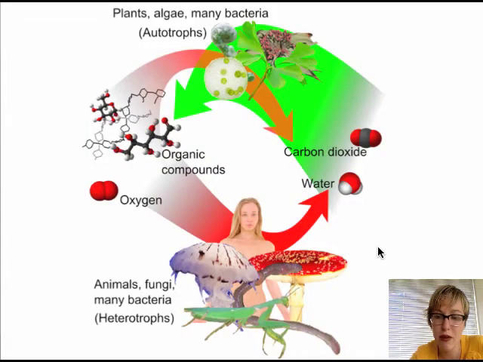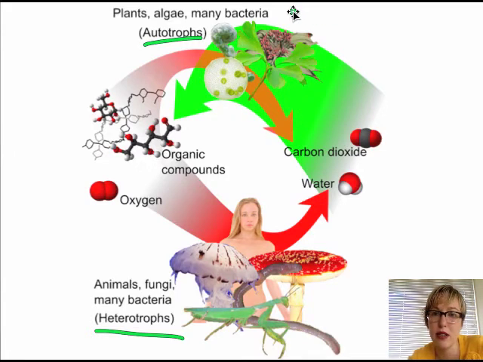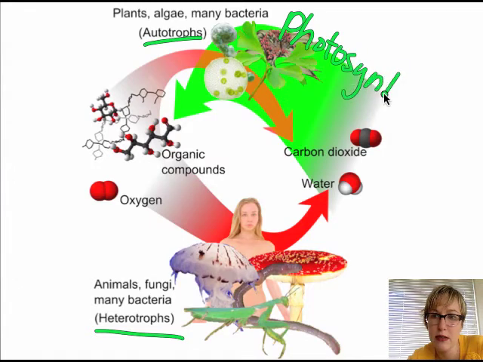When we're looking at aerobic respiration, it's a circular process with the partner of autotrophs. So the respiration between heterotrophs and autotrophs are basically mirror images of each other. So we have plants, algae, and many bacteria that use the process of photosynthesis. So this would represent photosynthesis.